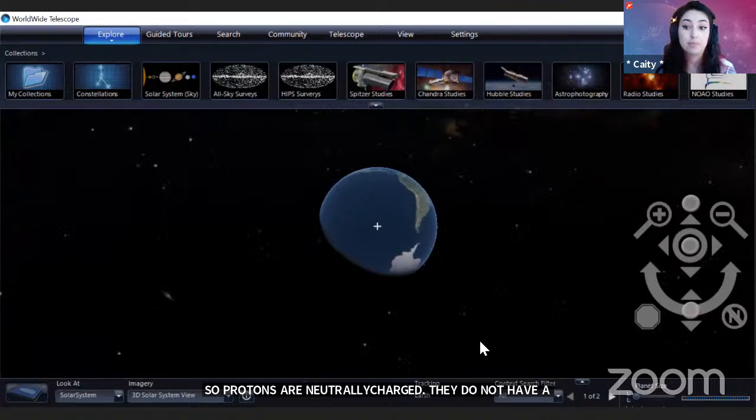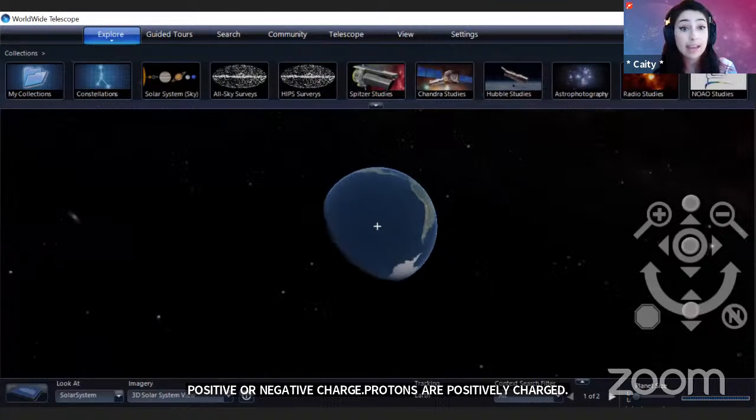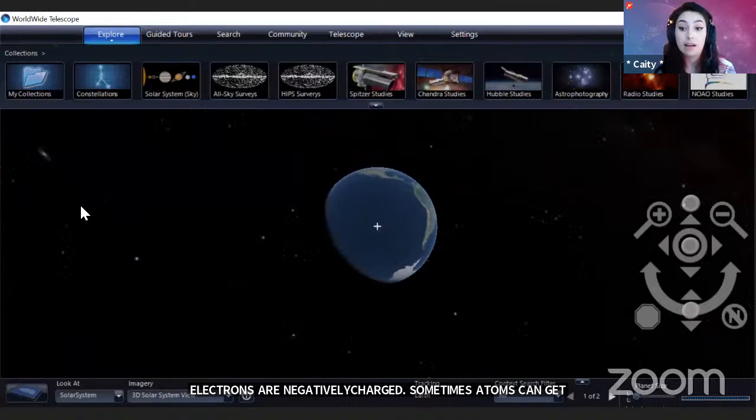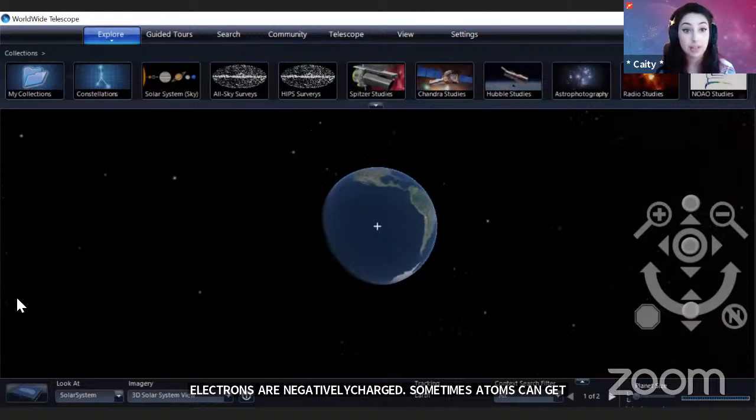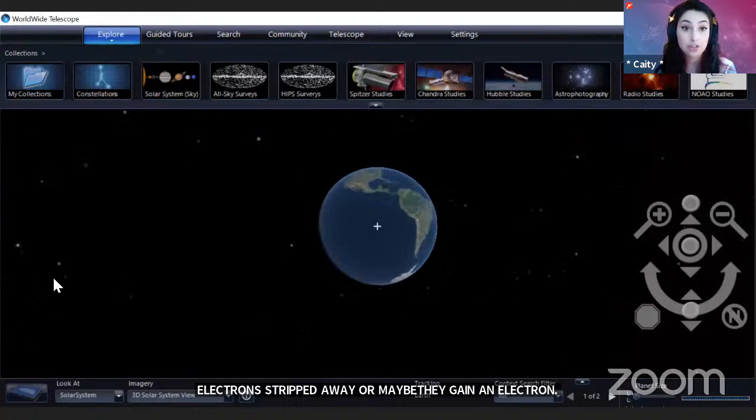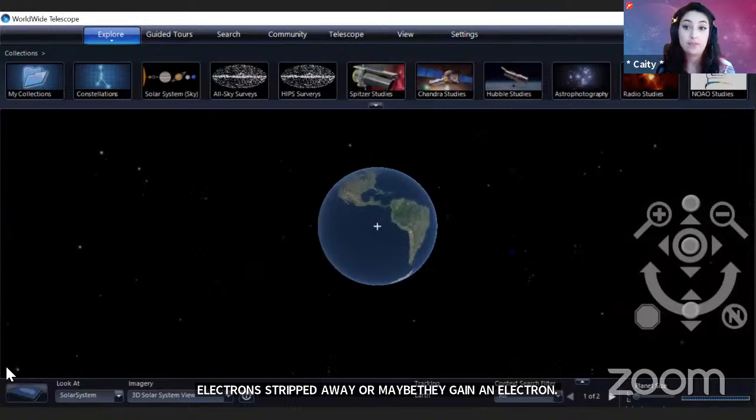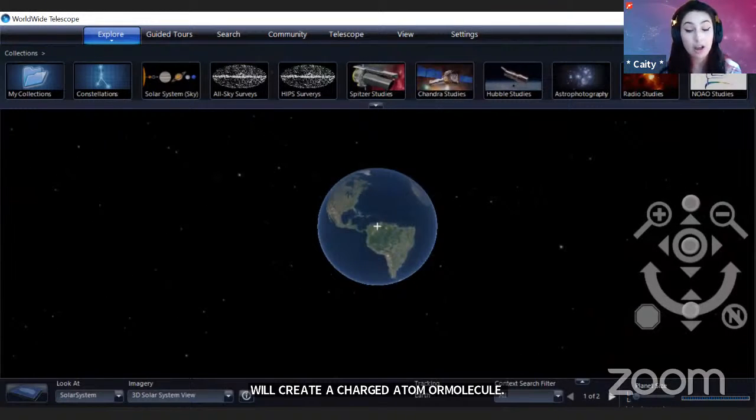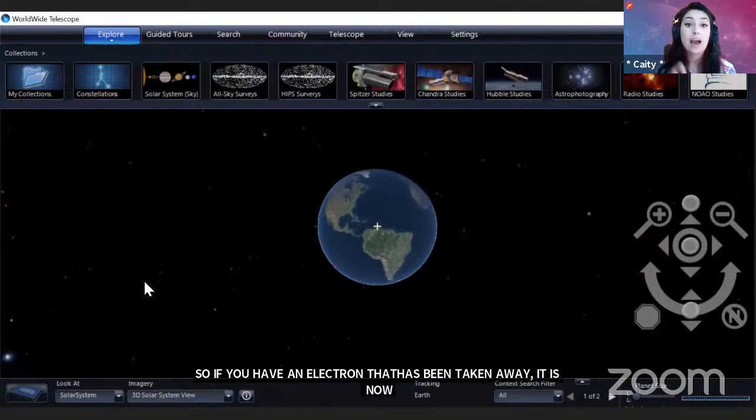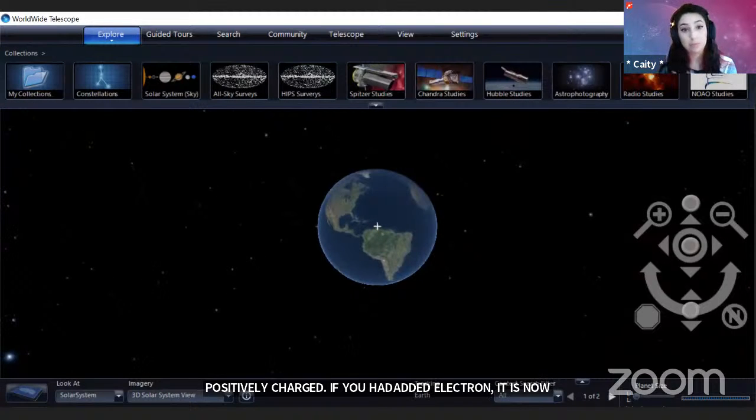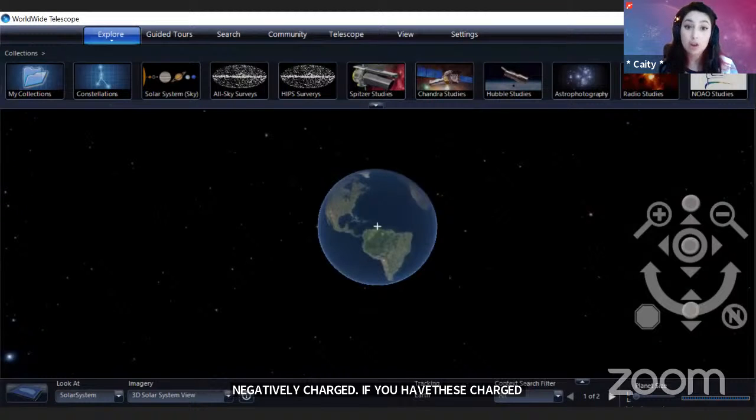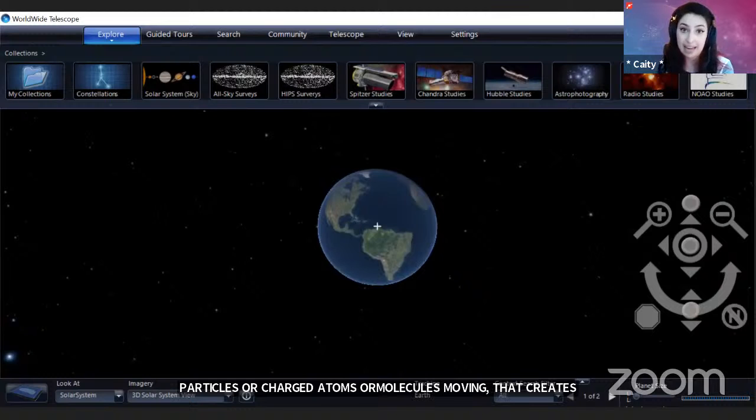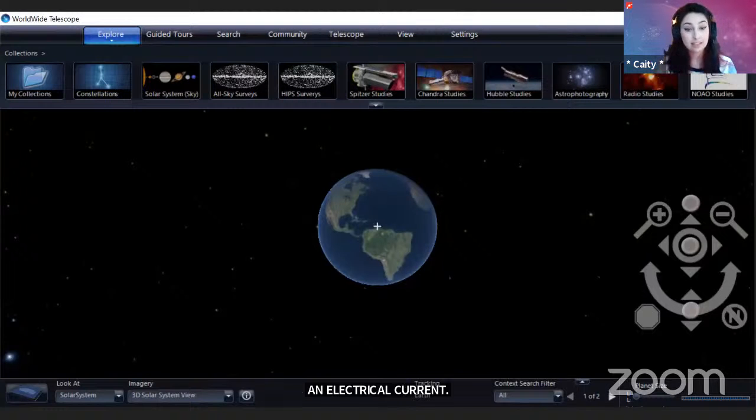And sometimes atoms can get electrons stripped away, or maybe they gain an electron. But either way, any kind of transfer of electrons like that will create a charged atom or molecule. So if you have an electron that has been taken away, it is now positively charged. If you have an added electron, it is now negatively charged. So if you have these charged particles or charged atoms or molecules moving, that creates an electrical current. Electrical currents then induce magnetic fields. So that's the basics behind how magnetic fields form.